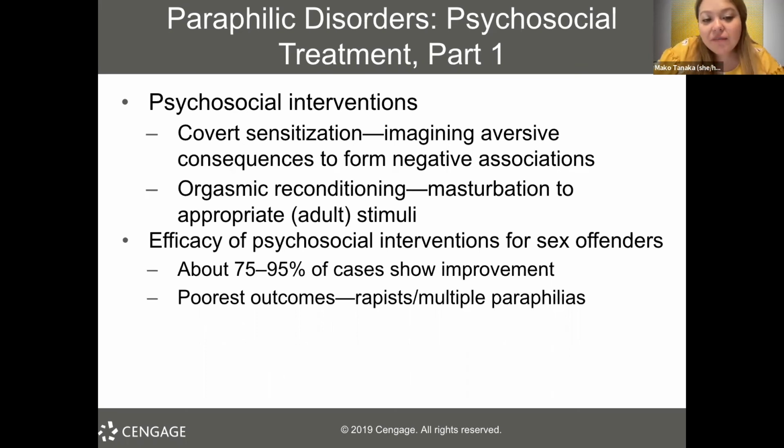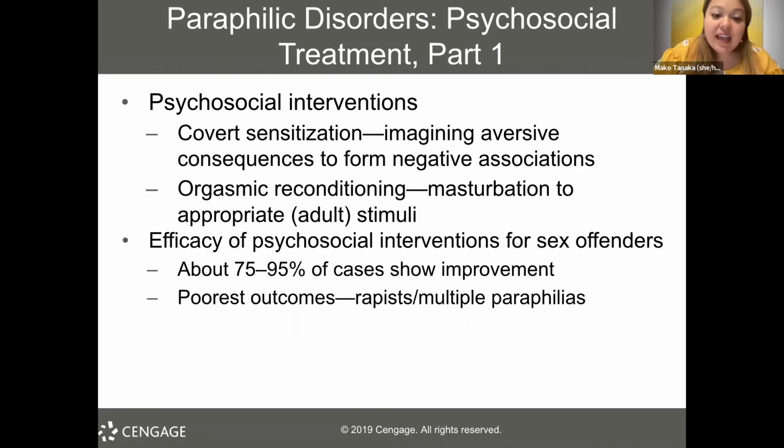And one method of making new associations is through covert sensitization. And this is where you have a person imagine some really negative consequence that could happen as a result of paraphilic behavior, and then train that person to begin to associate the negative consequences with paraphilic behavior.